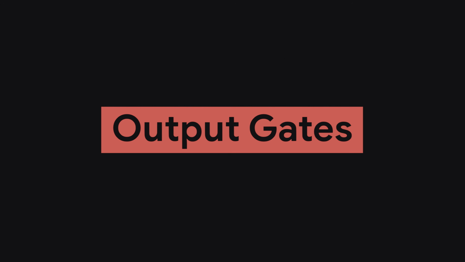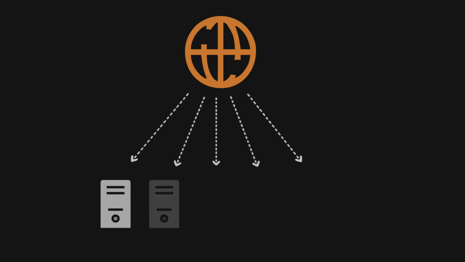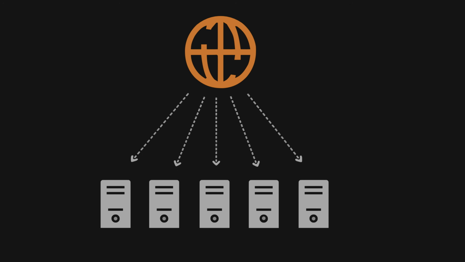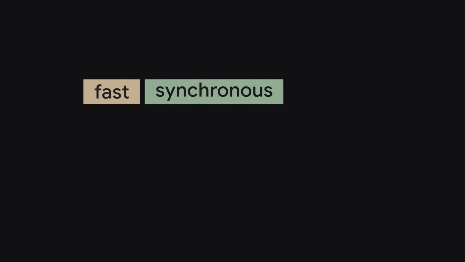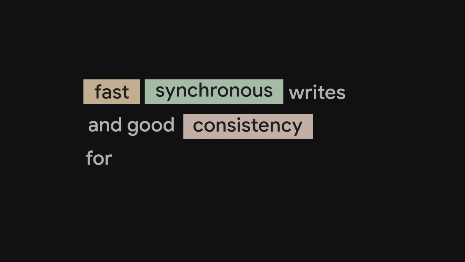Enter output gates. Whenever a Durable Object tries to send a response or make an outbound network request, that communication is blocked by an output gate. In the background, the runtime replicates your writes to 5 follower machines and waits for at least 3 confirmations before opening the gate. This means you get fast synchronous writes and good consistency for free.